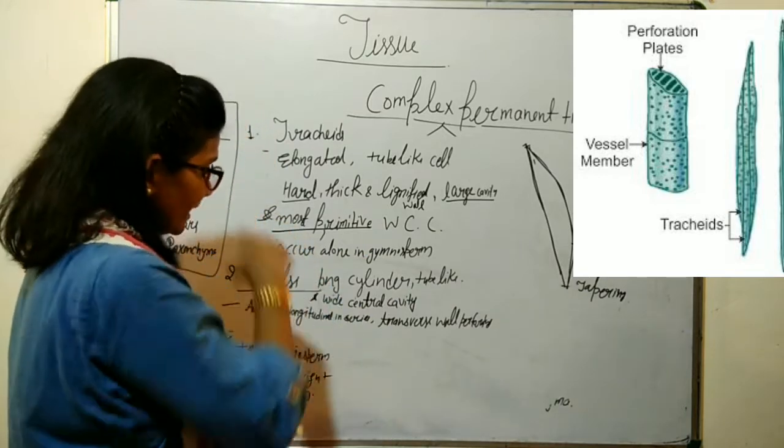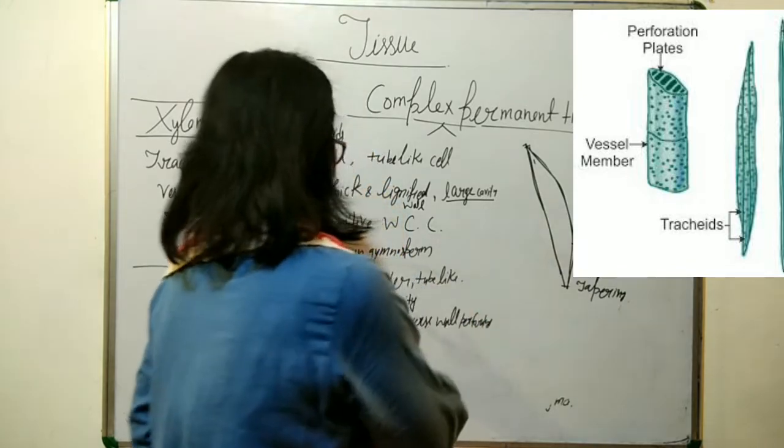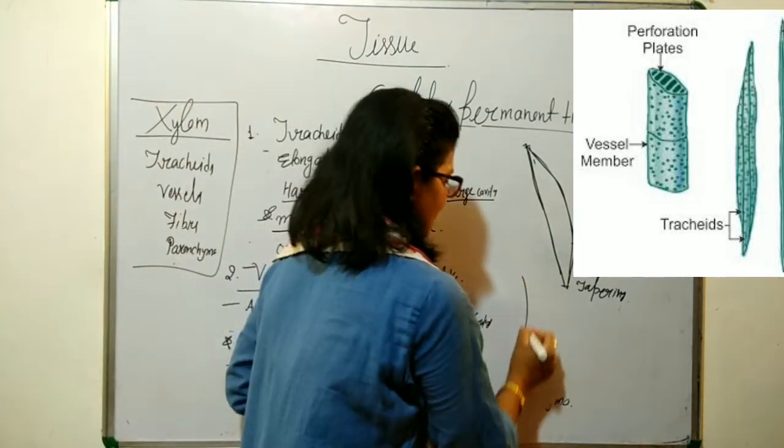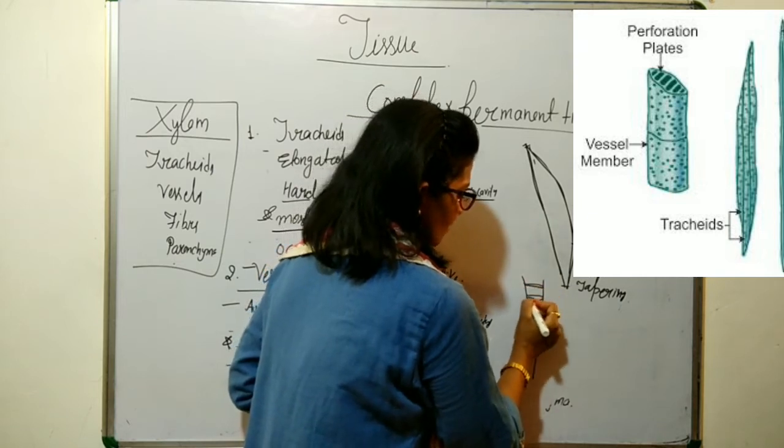Then we take the second cell, which is the vessel. Vessels are also long and cylindrical. You will see it like this, with transverse walls.